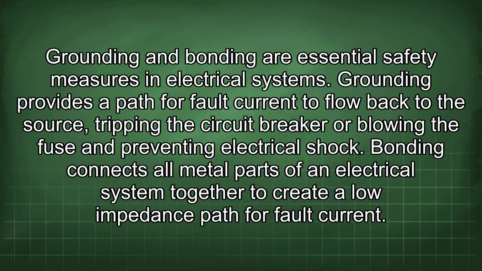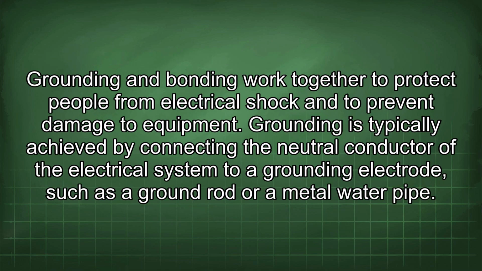Grounding provides a path for fault current to flow back to the source, tripping the circuit breaker or blowing the fuse and preventing electrical shock. Bonding connects all metal parts of an electrical system together to create a low impedance path for fault current. Grounding and bonding work together to protect people from electrical shock and to prevent damage to equipment.